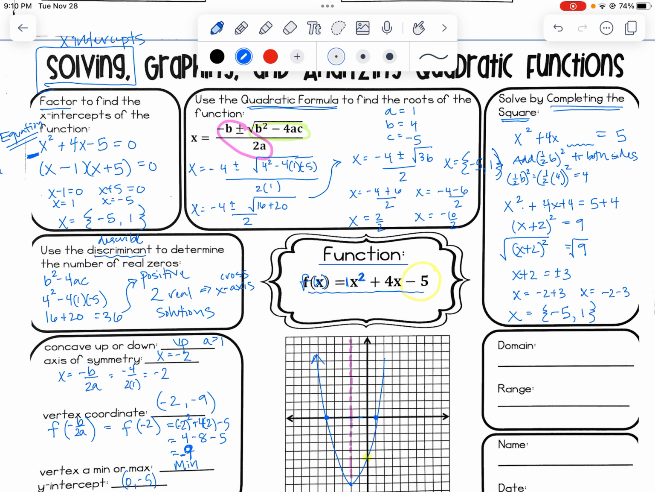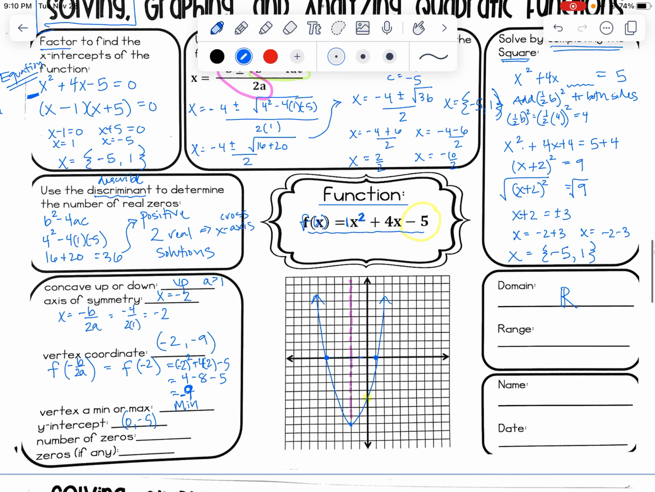Okay, lastly, save the easiest part for last. The domain of this function is all real numbers, and the range is going to be from its lowest point, or its highest point if it opens down. But in this case, its lowest point, the range is going to be all y values that are greater than or equal to negative 9.